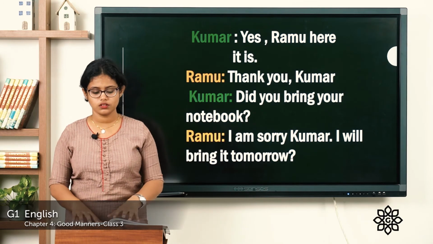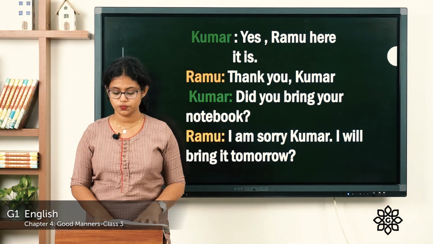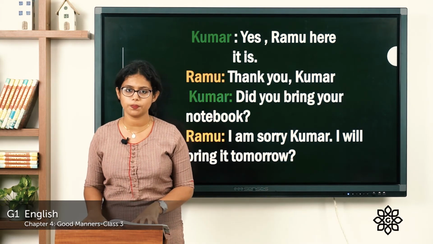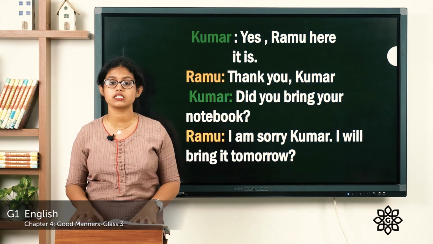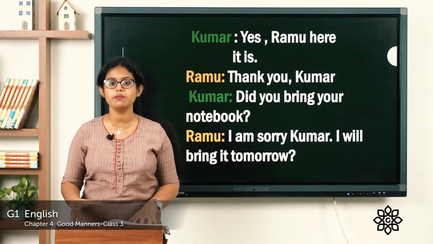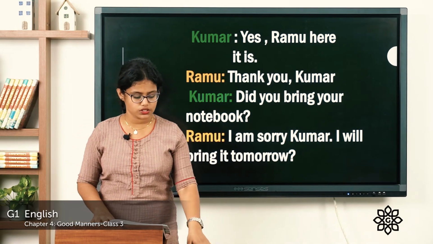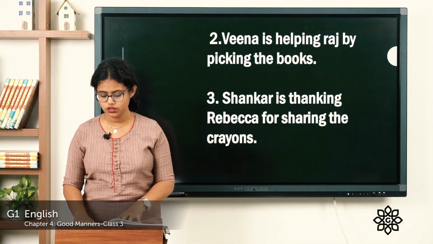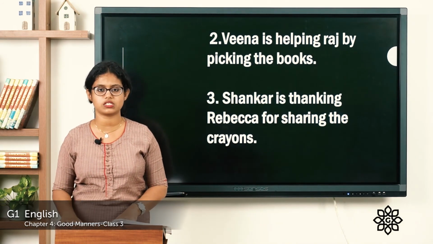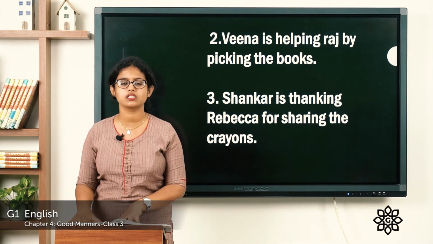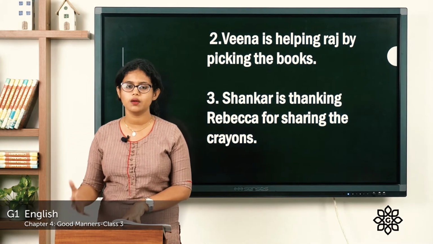The next one, there is a writing exercise for you. Here you can see some pictures, and for each picture, we are going to write a sentence. We are going to describe these pictures. So the first one is already done. Let's see the second one. Can you see what the picture says? In this picture, you can see a little girl helping this boy pick up the book.